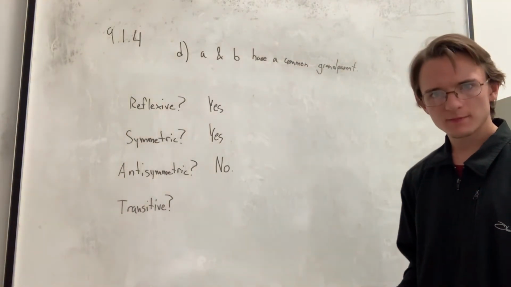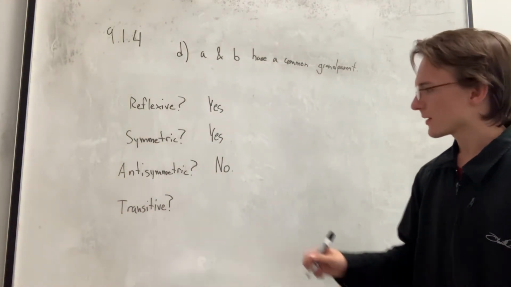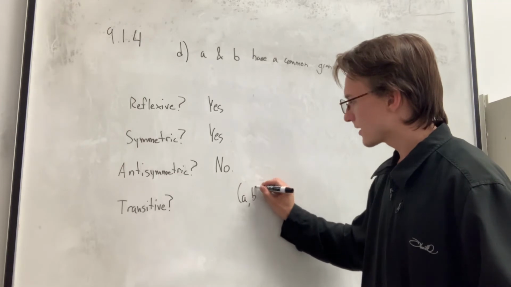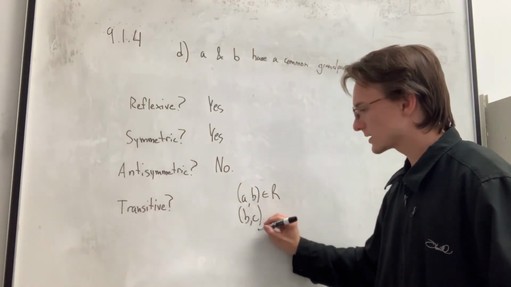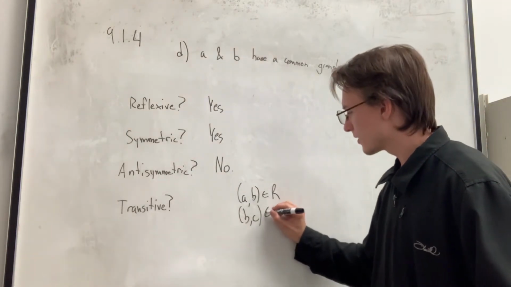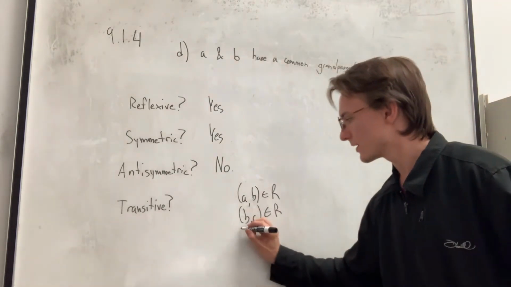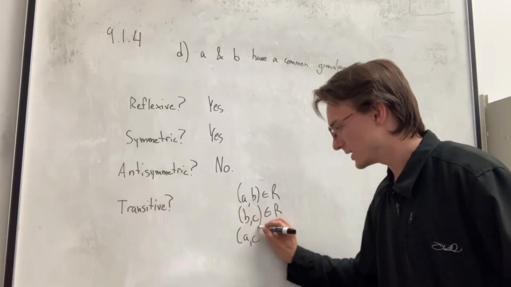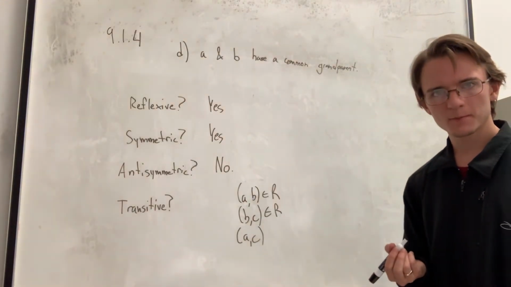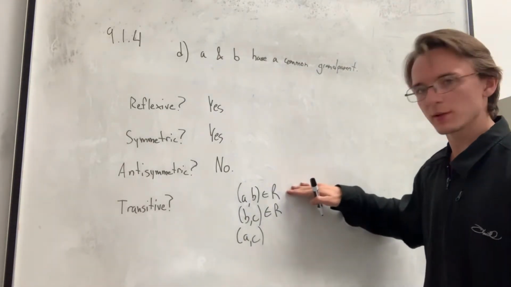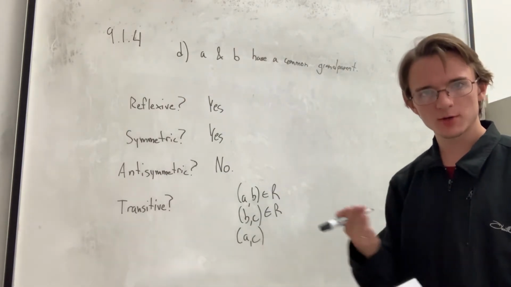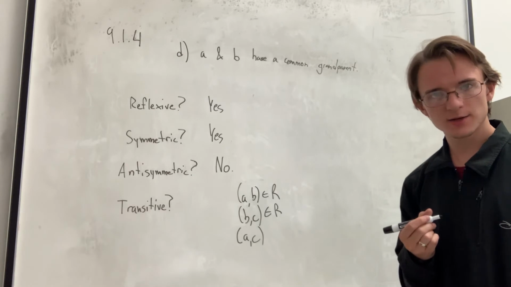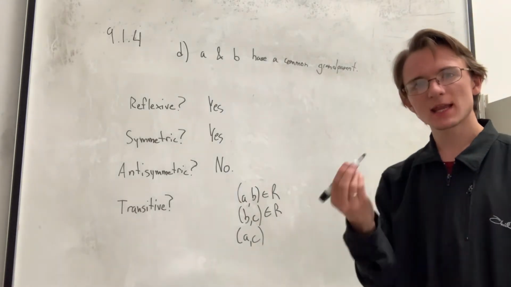Is it transitive? Well, let's think of it this way. If A and B have a common grandparent, and B and some other guy named C also have a common grandparent, then do A and C have a common grandparent? No, right? Because A and B could have one common grandparent, and B and C could have a different common grandparent. That doesn't necessarily mean that A and C have that same common grandparent.